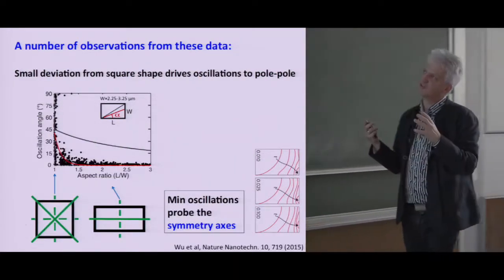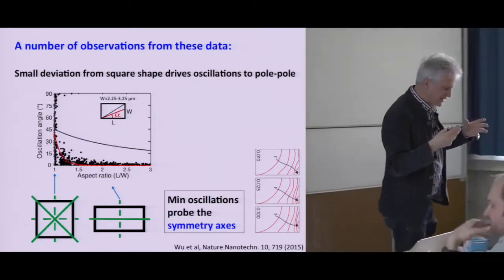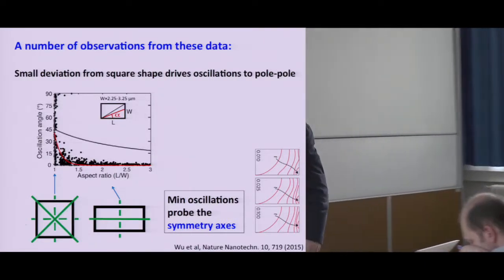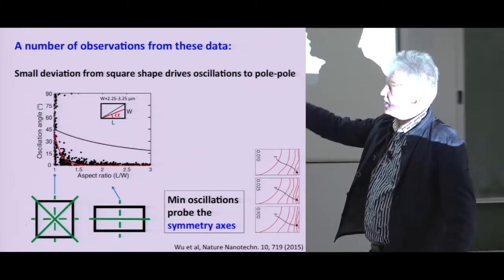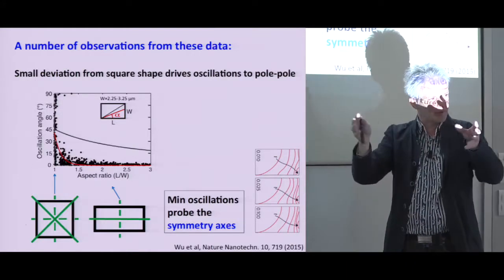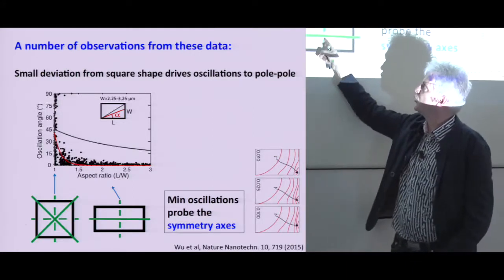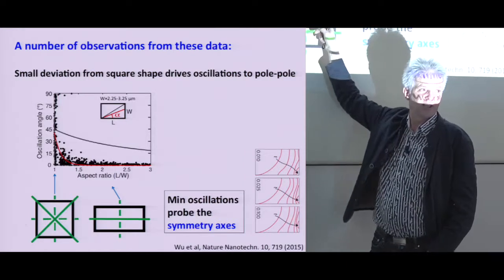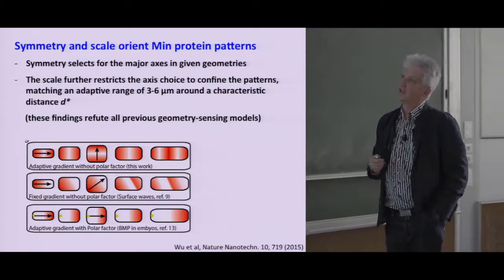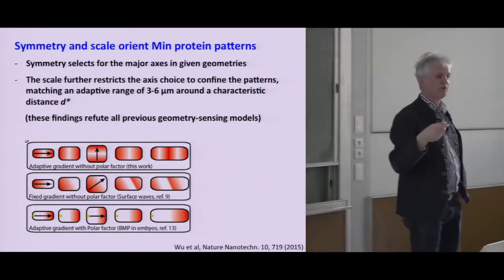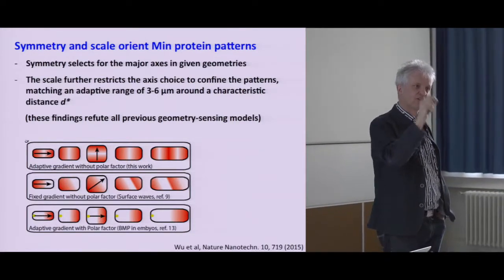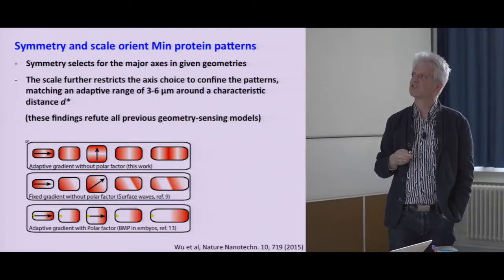So what we learned from this is that these proteins sense the symmetry axis of the system. Because if we look at square cells, we see diagonal patterns and these pole-to-pole patterns. Whereas in the rectangles, if you deviate a little bit from square shape, you lose the diagonal as a symmetry axis. And indeed, they do not show these diagonal patterns anymore. And that's counter to other models in the literature. Other people would say, oh, the system always picks up the longest length scale, but it's not, because the longest length is the diagonal, but it picks up the symmetry axis of the system.